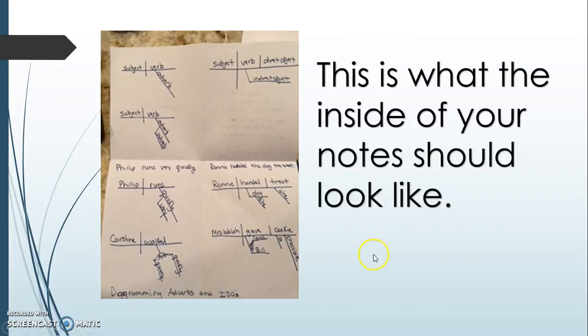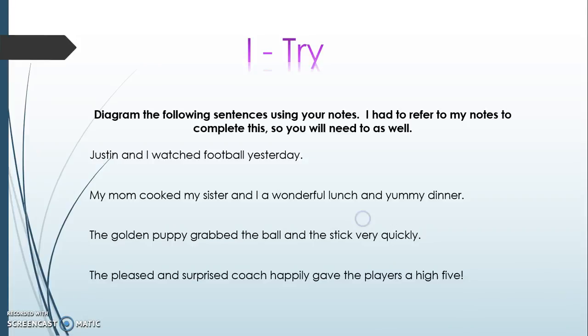All right, and this is what the inside of your notes should look like. Hopefully they do. We'll do some practice tomorrow. It'll be fun. But I want you to try these tonight. So pause it and see if you can do these. The answer's coming up, so you can copy just the answer down. I'll probably do the same thing that I did last week where you can turn it in for bonus points when you do your I try the next night. So there it is.